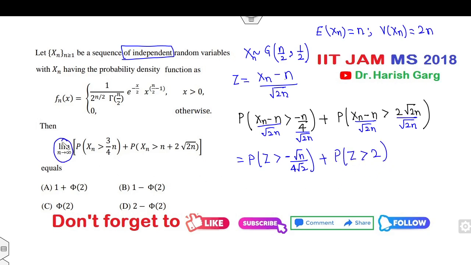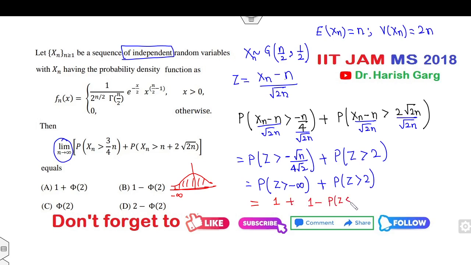Now once you take the limit as n approaches infinity, this number will be my lower limit of minus infinity and this number is my upper limit of 2. Now your target is to write it in terms of the CDF. If this is my normal distribution, what is the probability of the lower limit of minus infinity? The answer is 1, and you can write this quantity as 1 minus, fine, and this number is my phi of 2. So phi of 2 minus phi of minus 2 is the right answer.